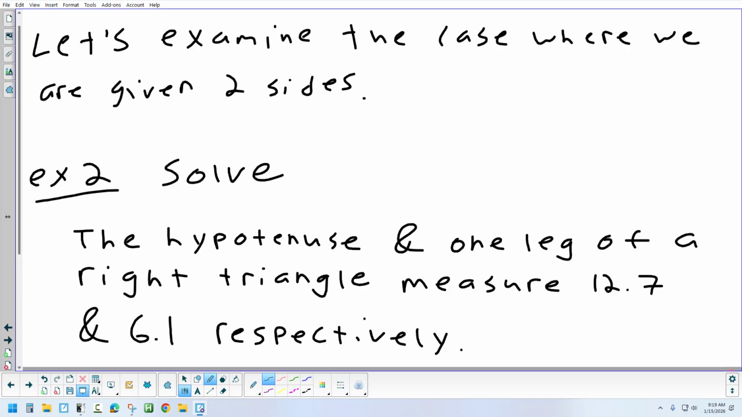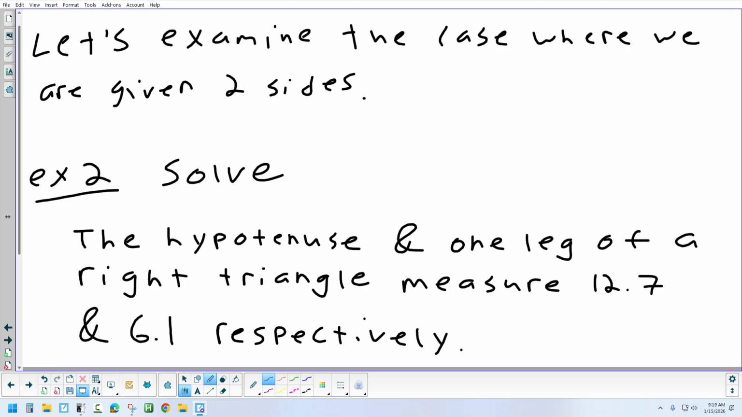This is still doable, but it's going to be a different approach than the way we did the last two. A little bit different. So this time they're telling us one of the legs is 12.7 and the hypotenuse is 6.1. Well, if they're giving us two numbers, and we know the hypotenuse has to be the bigger one, the hypotenuse must be the 12.7.